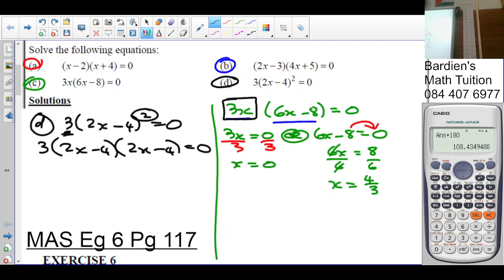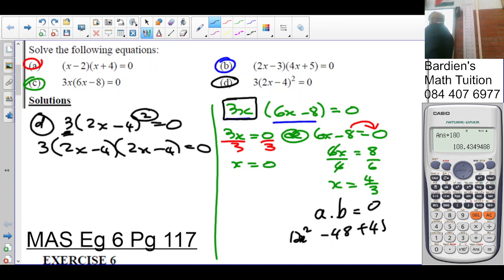Listen, she's talking about multiplying. What is the rule? It must be in the form of a times b is equal to 0. But if I multiply that out, I'm going to get 12x squared, then minus 48x plus 48 is equal to 0. If I multiply this out, I land up with this. Is that in that form? No. So no multiplying.